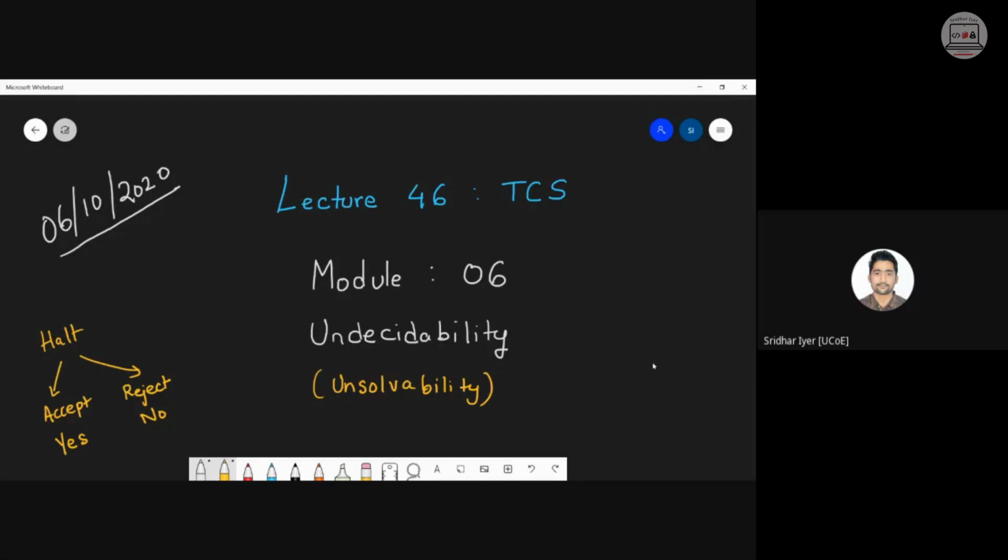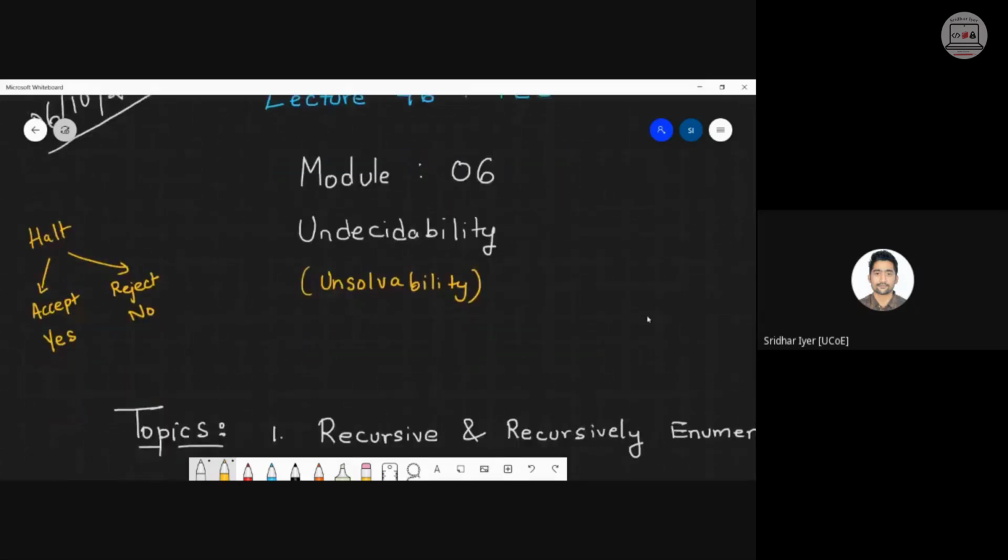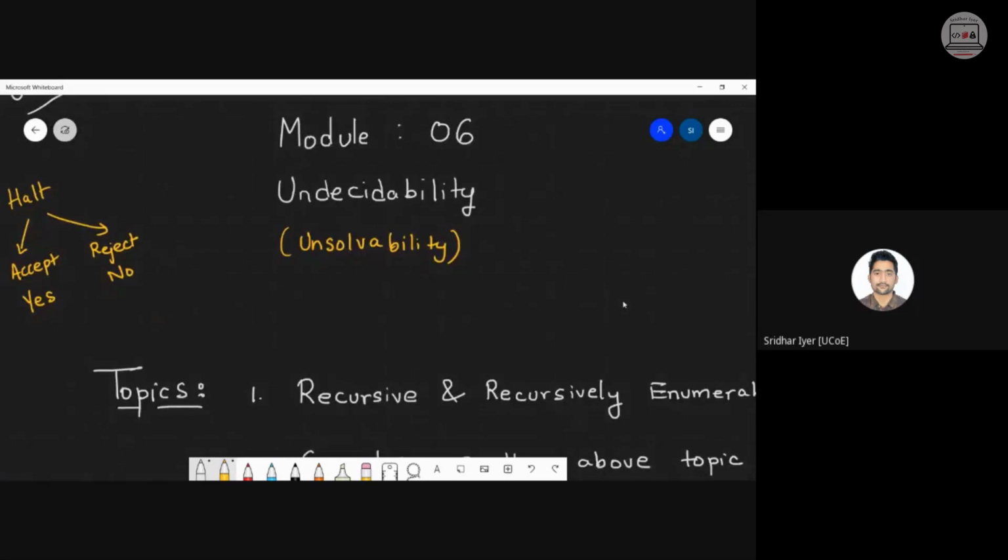We are going to start off with this module. It will hardly take two or three lectures. I'm sure we are going to cover this by tomorrow. In our syllabus also, this module is given 3 hours weightage. So we will be completing your syllabus by tomorrow, and then we can start with revisions from next week.